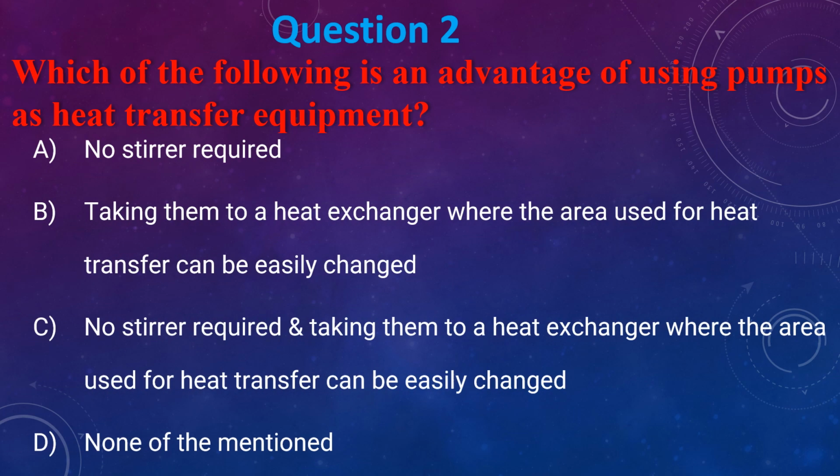Which of the following is an advantage of using pumps as heat transfer equipment? A. No stirrer required. B. Taking them to heat exchanger, the area used for heat transfer can be easily exchanged. C. No stirrer required and taking them to heat exchanger, the area used for heat transfer can be easily changed. D. None of the mentioned. The answer is C.